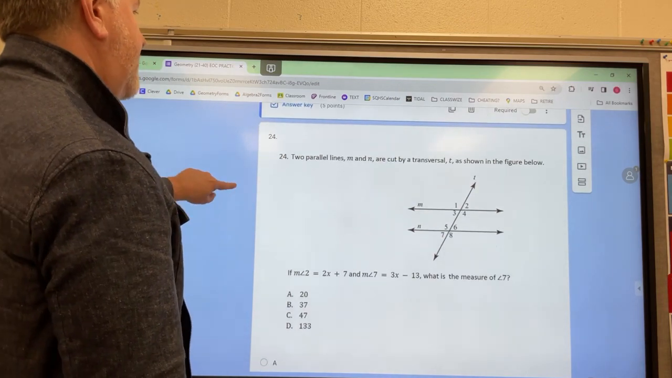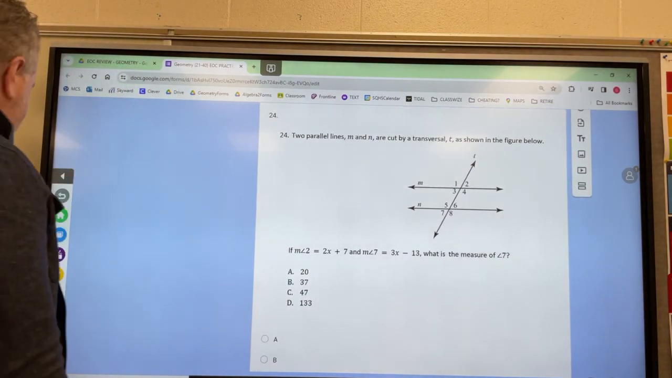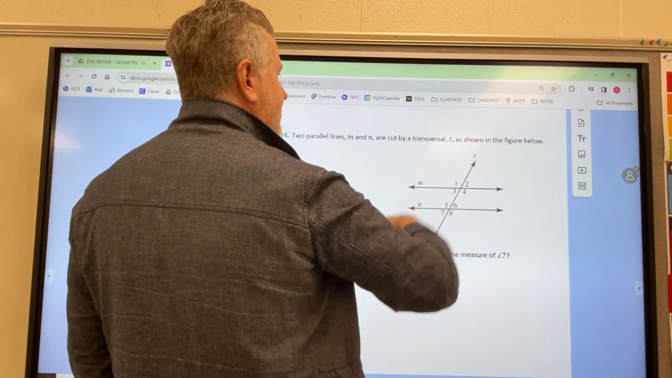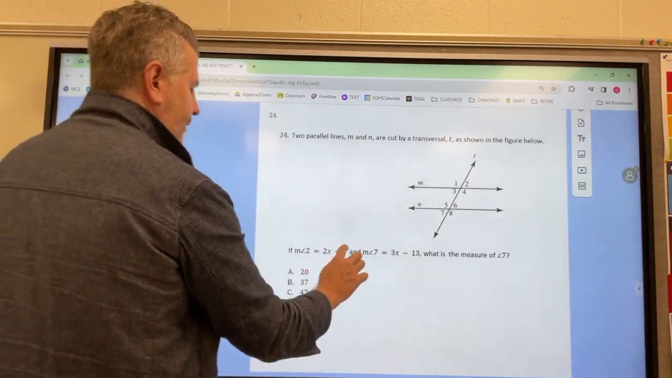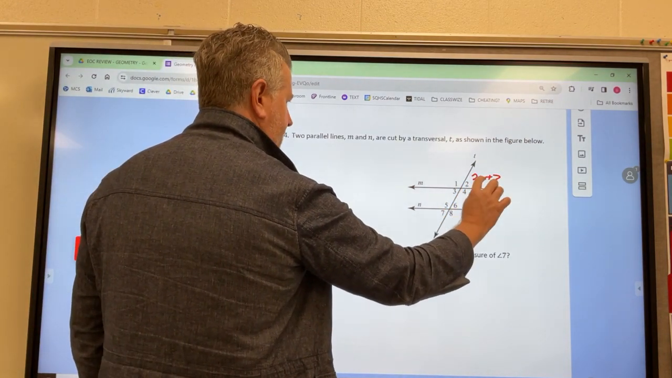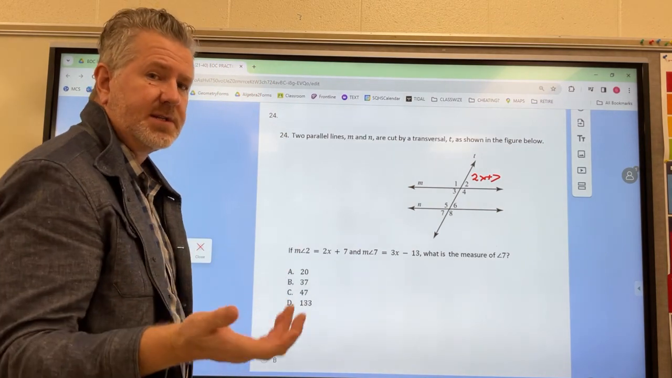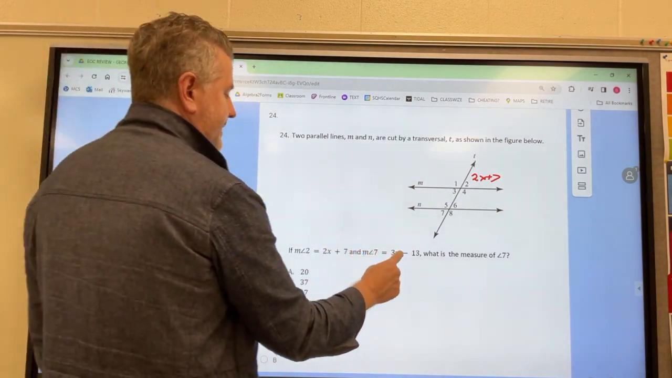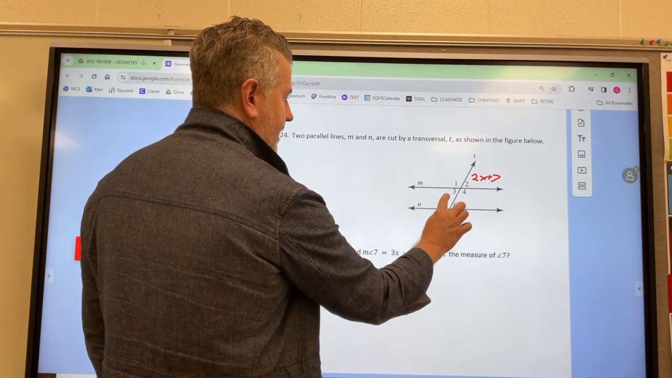Two parallel lines, M and N, are cut by a transversal as shown in the figure. We've done a couple of these problems already. M and N are cut by a transversal T, as shown in the figure below. If the measure of angle 2, let's label this thing, measure of angle 2 is 2x plus 7. We don't know how many degrees it is, but we know that it's equal to 2x plus 7, whatever the heck that is, right? And measure of angle 7 is 3x minus 13.